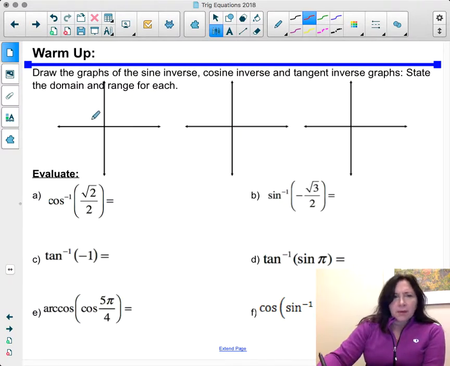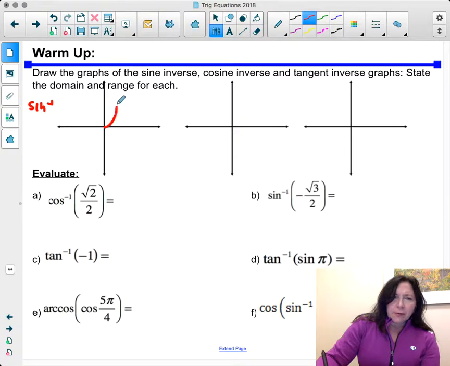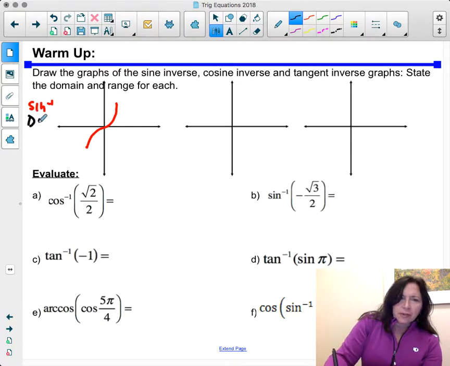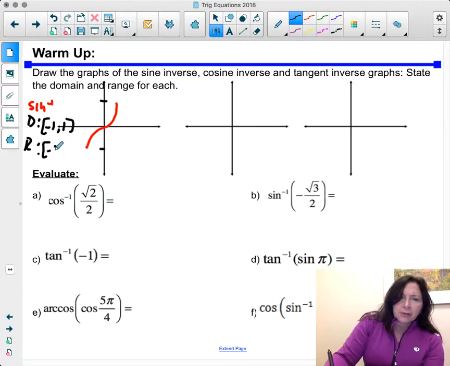For a warm-up, you're going to need to know how to draw the graphs of the sine, cosine, and tangent inverses. So for sine, for arc sine, this graph will come up and do this. You're going to need to state the domain and the range for both. For the domain, we have -1 to 1. For our range, we have negative pi over 2 to pi over 2.